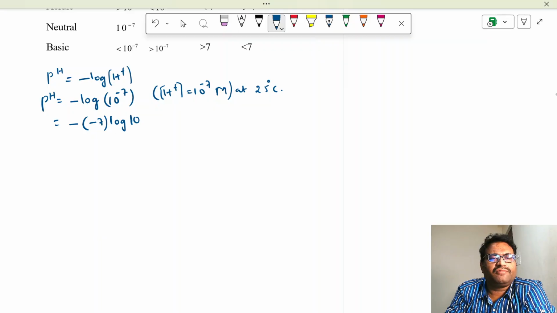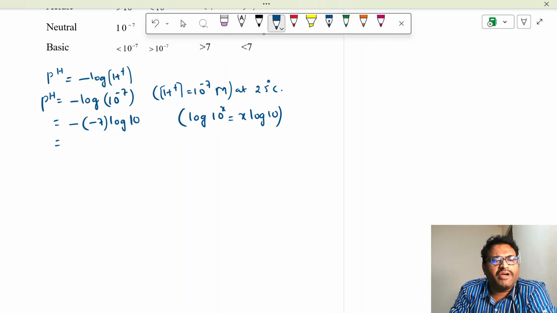You know that log 10 power x is equal to, what will you write? X log 10. Based on that we have written here. So minus into minus, what do you get? Plus. Plus log 10. Already we have mentioned that it is base 10. Everything is base 10 we are speaking. So log 10 base 10 is equal to 1. So it will be plus 7.